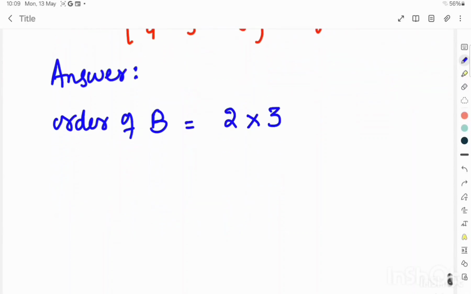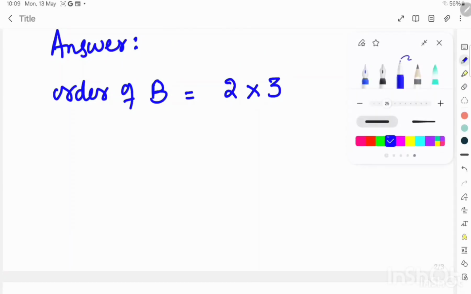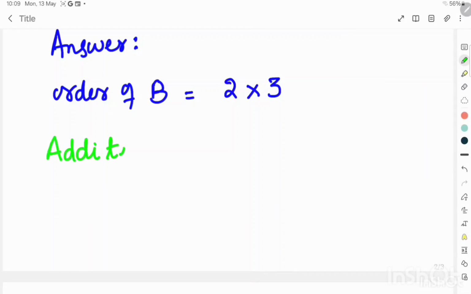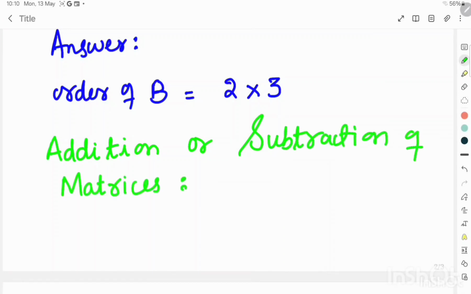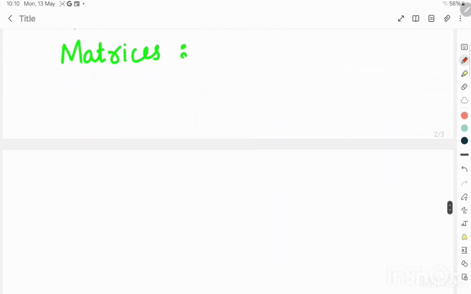Now I will go for the second topic, which is how we can add or subtract two matrices, or addition or subtraction of matrices. So student, how can I add or subtract two matrices? For this I will start from an example.